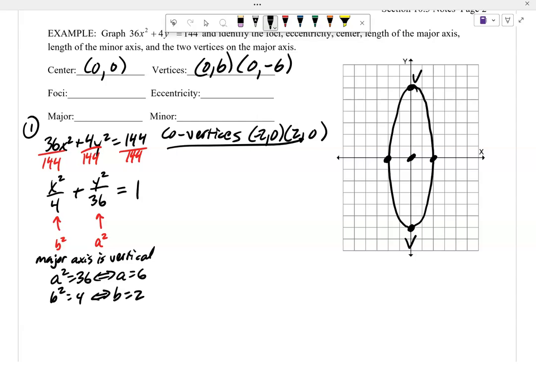And by the way, if you punch this into Desmos, you can check your graph, your graphing calculator, Desmos.com. You can take a nice look at these. All right, let's do the foci now.